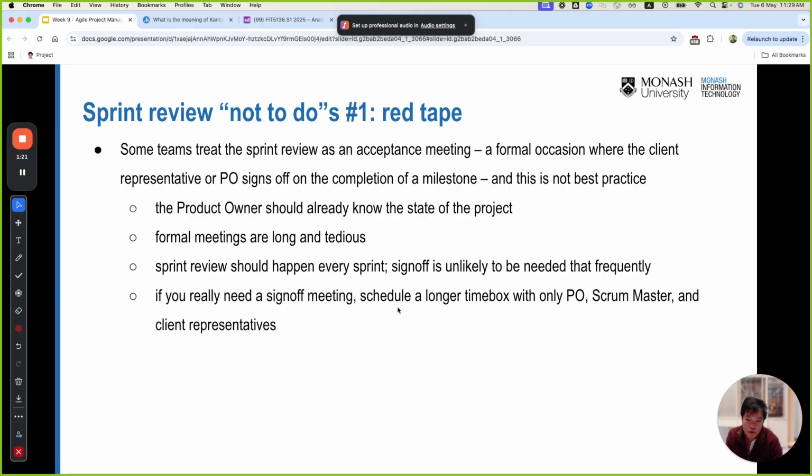Okay, if you really need a sign off meeting, you should schedule a longer time box with only the PO, Scrum Master, and the client representatives. That means sometimes you don't need the software engineers to be there because that's a sign off meeting. The PO should take responsibility for what the product is and how it works. All right, that's the red tape, okay, not to do.